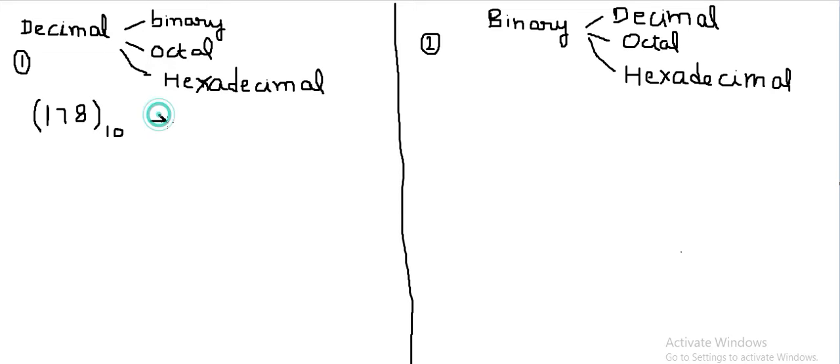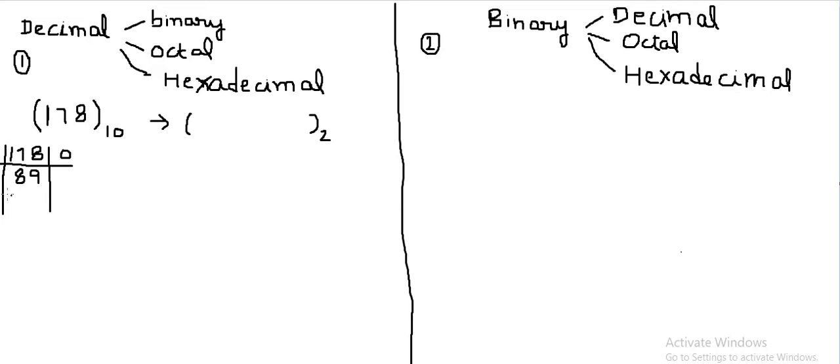To convert this decimal number into binary, we need to divide this number by 2. So we have 178 divided by 2. 2 8s are 16, and 2 9s are 18, so the remainder is 0. Because 178 is an even number, it's totally divisible by 2. Now again divide by 2. We have to repeat these steps until we get 1 or 0.